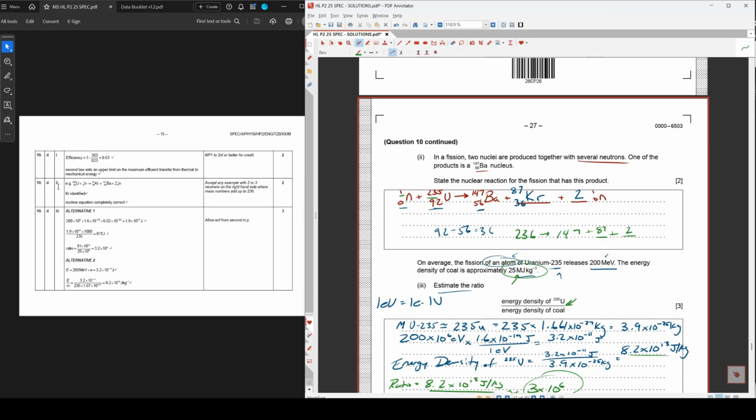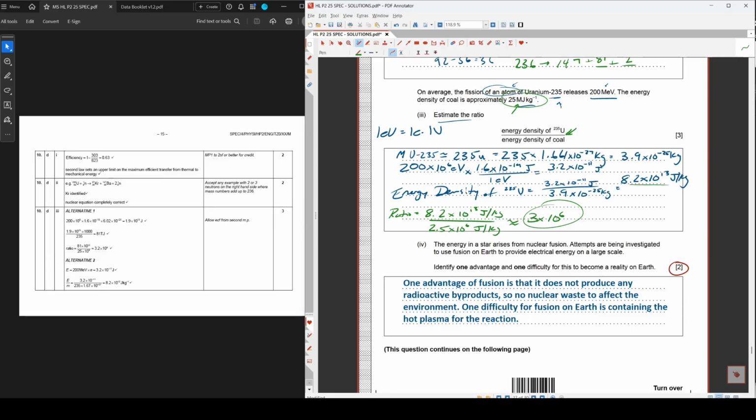Okay, for this one, you get a point if you recognize the correct elements just by balancing and getting a 36 here. You get the second point if the whole equation is correct with the neutron over here and either 2 or 3 neutrons over here. So as long as this balances, you could have like an 86 and a 3 or an 87 and a 2 because they are both possible.